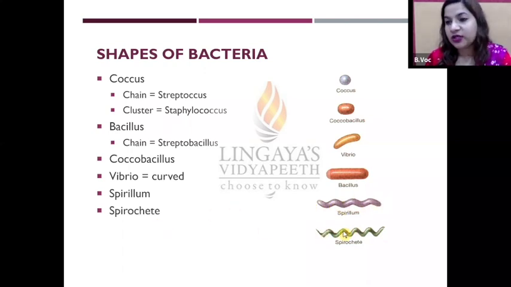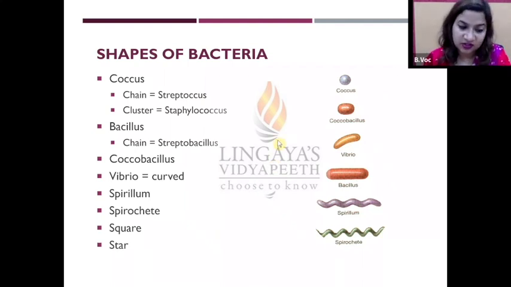Next is spirochetes. So spirochetes are the bacteria which have a lot of coils. You can see there is a lot of coiling in the bacteria. So this is spirochetes. Next classification is square. So the bacteria which is square shaped, it is termed as square. There is one more star. So these are the shapes of bacteria.